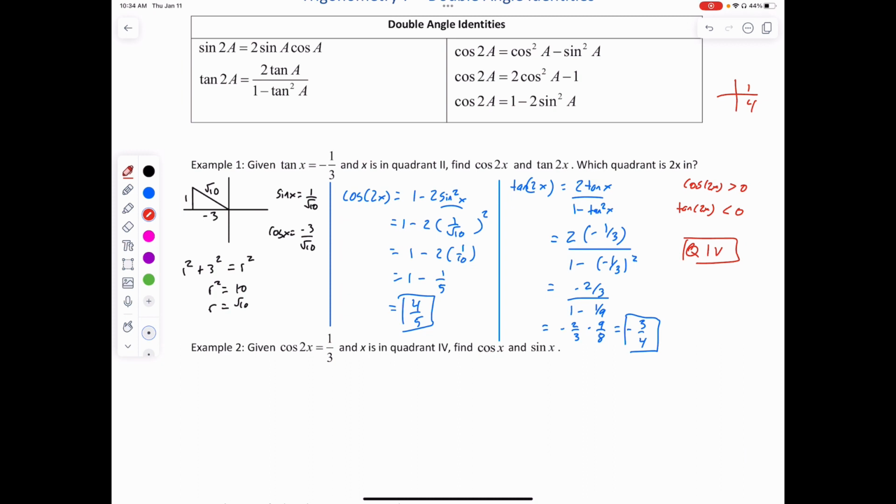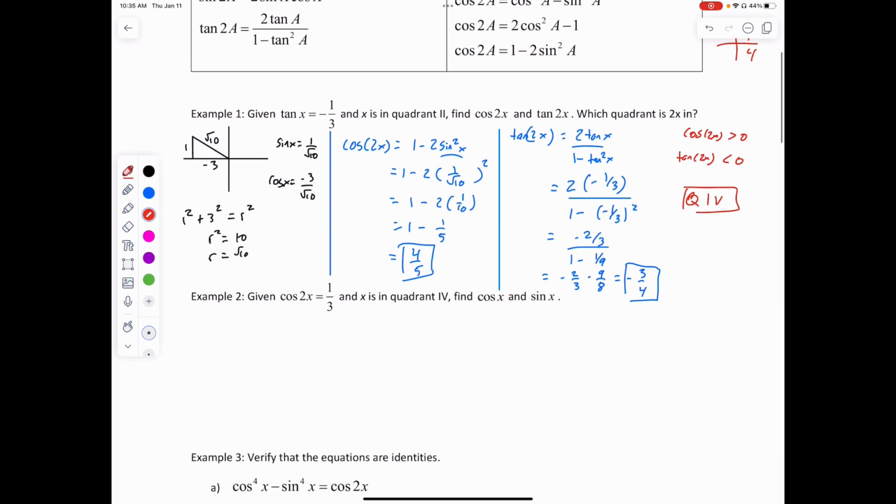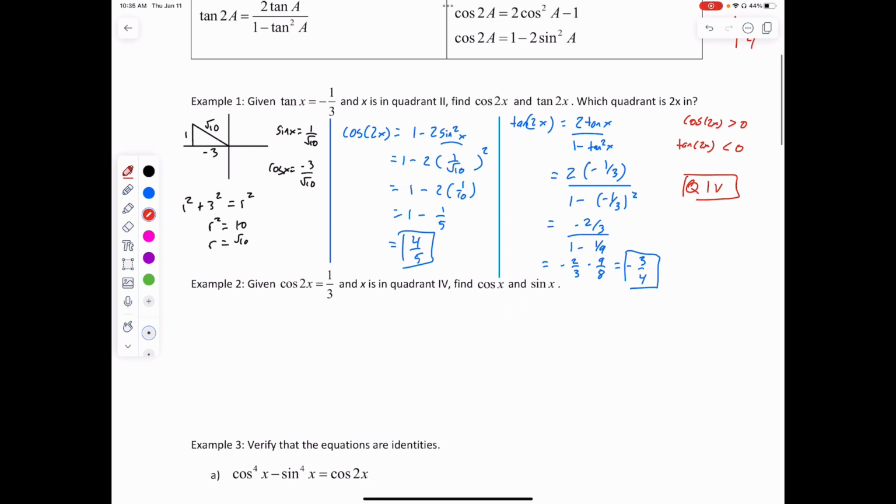All right, let's go ahead and do another example. And this is going to be similar. So if you want, you could pause the video and try this yourself. So we're given that cosine of 2x is equal to 1/3. Now, this is a little bit different than the last problem in that here we're being given the cosine of 2x, and I'm asking something about cosine and sine.